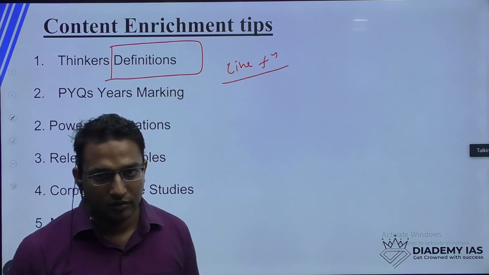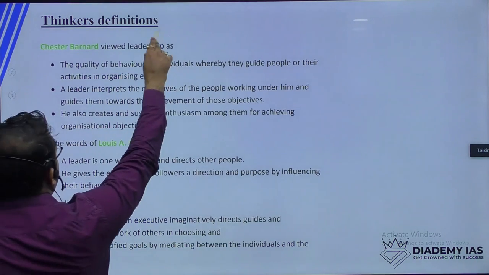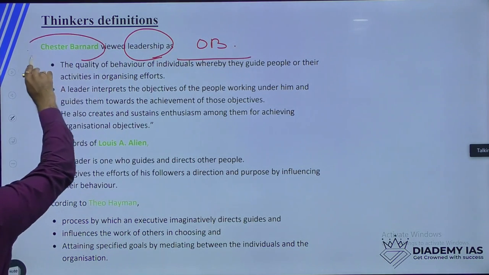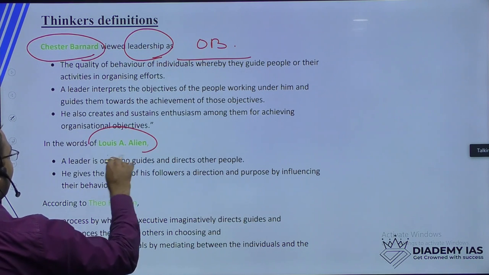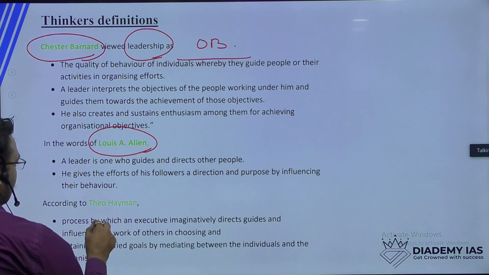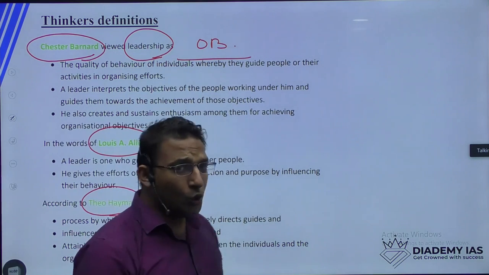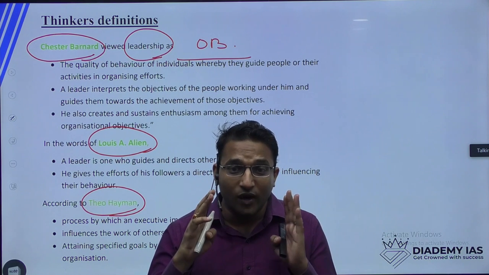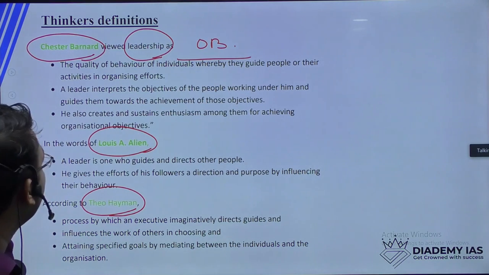Even if you're writing a very simple answer, if you write the name of the thinker, it will help you, I'm telling you. Okay, so for example, leadership, this is an OB chapter actually. In the OB, there is a chapter of leadership. Chester Barnard gave the definition of leadership like this. Okay, then Louis A. Allen, he gave the definition of leadership like this. And Theo Haimann, he gave the definition of leadership like this. Okay, now this definition, you might not remember exactly, but you can remember the keywords. So if you can't remember the definition exactly, try to remember the keywords, right?